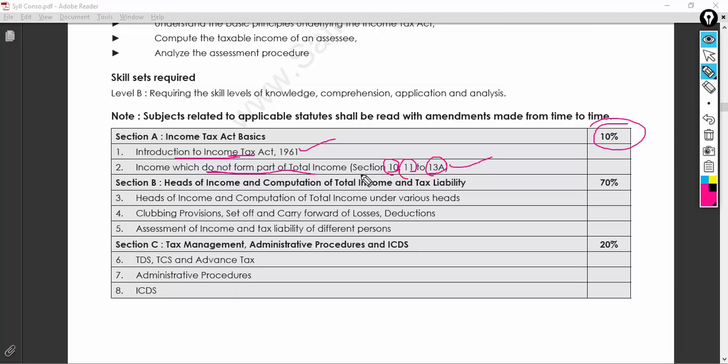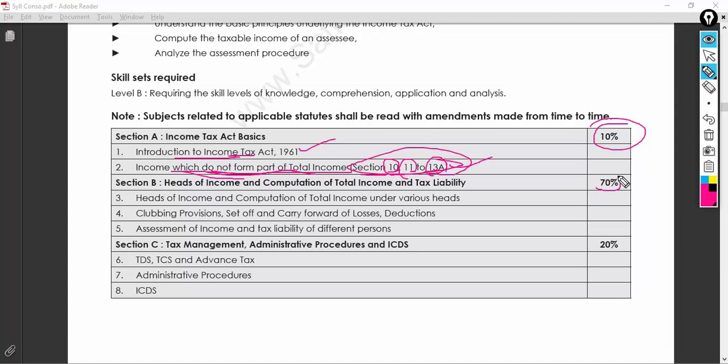See, somewhere they told sections 10, 11, 13A, which are important. That means these are things you need to remember. These are all related to the items which are not forming part of the total income. That is how you need to become a smart worker, I mean, a smart person, to become a cost and management accountant.